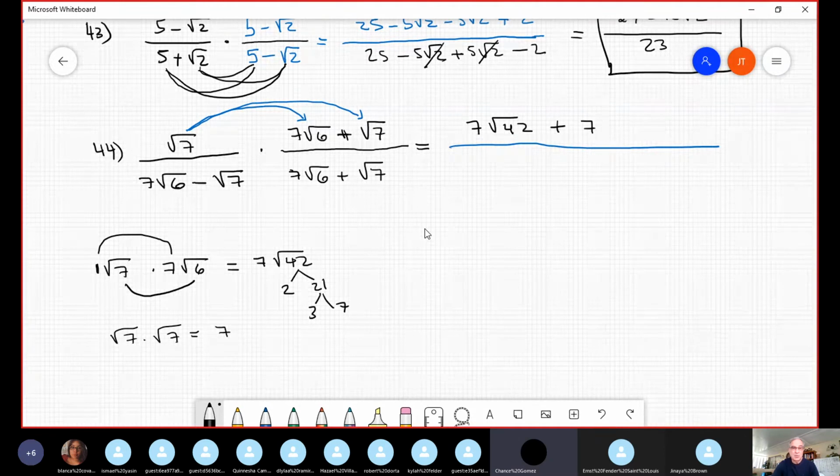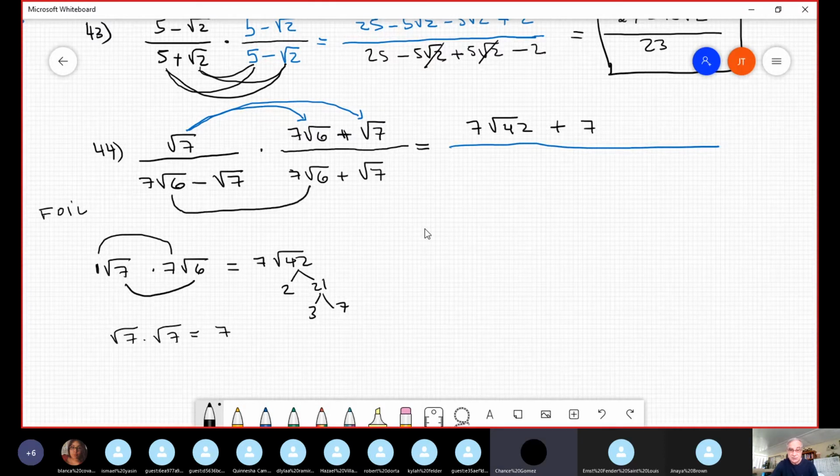My bad. Okay, let's do the bottom part. The bottom part is FOIL. How do you know it's FOIL? Because of the binomial. Yeah, expand the denominator using FOIL. So, 7 radical 6 times 7 radical 6. How do you multiply that? Well, you multiply 7 times 7, that's 49. And radical 6 times radical 6 is radical 36.